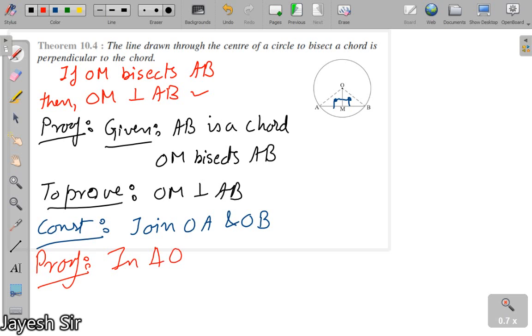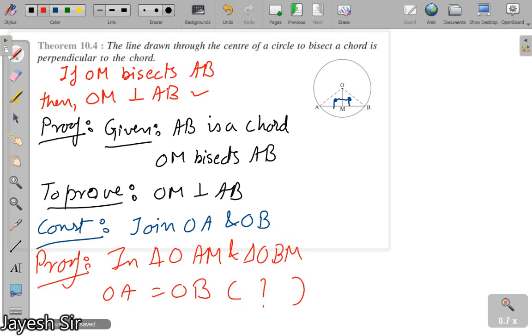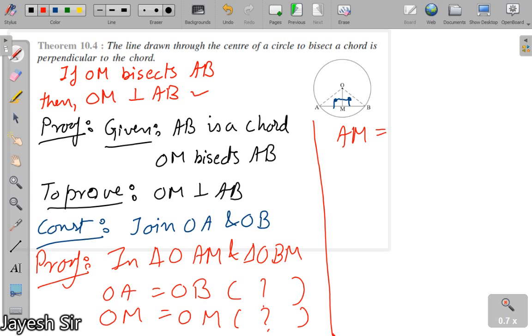In triangle OAM and triangle OBM, first of all, OA is equal to OB. You should know the answer for that. You have to write the reasons. I will leave the reason for you to use your mind. OM is equal to OM. You have to know the reason for this as well. Why are these two equal? Then AM is equal to MB, which is given to us.